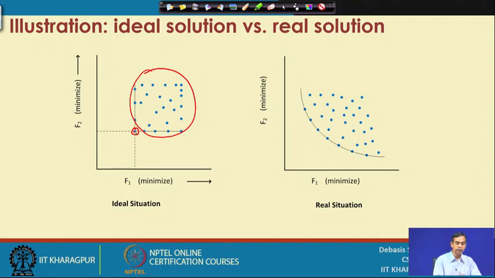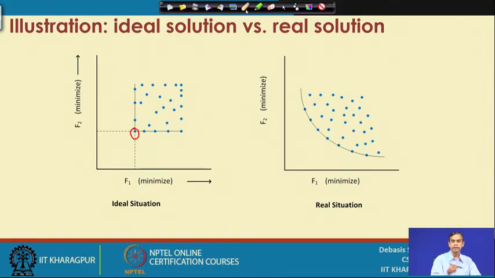Now, this solution is a desirable solution because it minimizes both f1 and f2. So, in this case, this is a solution which is non-conflicting. This solution is called the ideal solution, and the situation where we can get this kind of scenario is called the ideal situation. Usually the ideal situation is very far from the real solution.